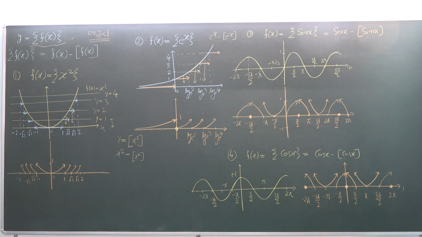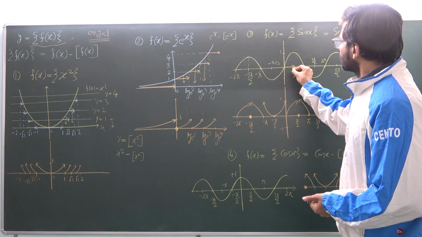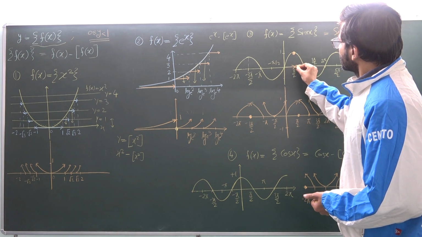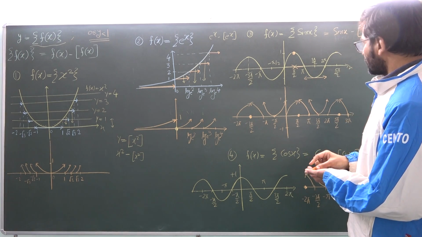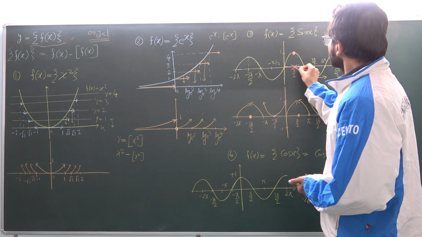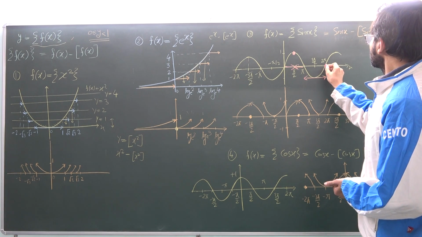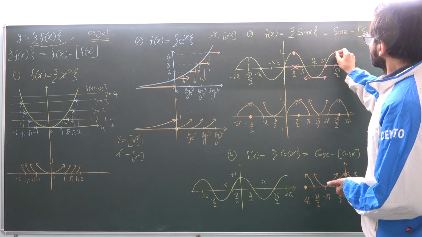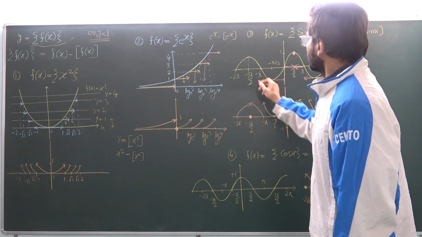Third question, f(x) equals fractional part of sin x, which means sin x minus greatest integer of it. This is sin x. Now this is integer part. Okay, different line, okay. And then this, and then this, and then this is integer part.